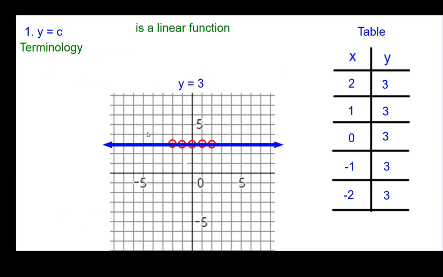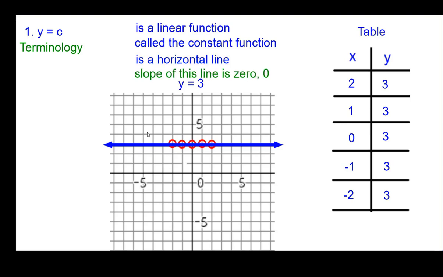And some terminology about the line. It is a linear function. It passes the vertical line test. It's called the constant function. Y is constantly the same number, in this case 3. It's a horizontal line. And the slope of this line is 0. So this is some information about the graph of y equals c.